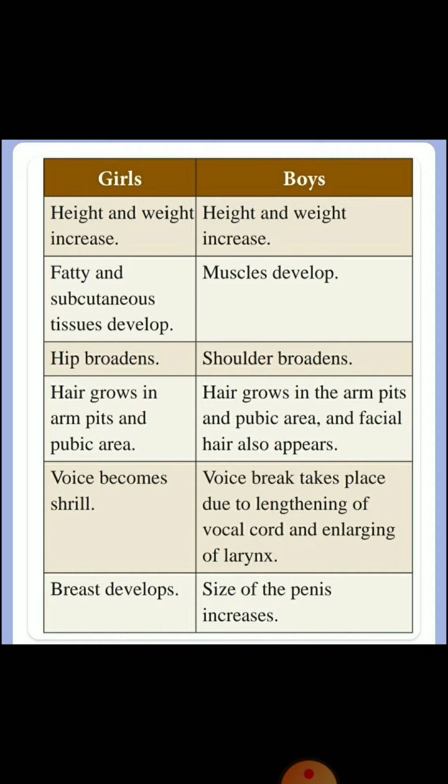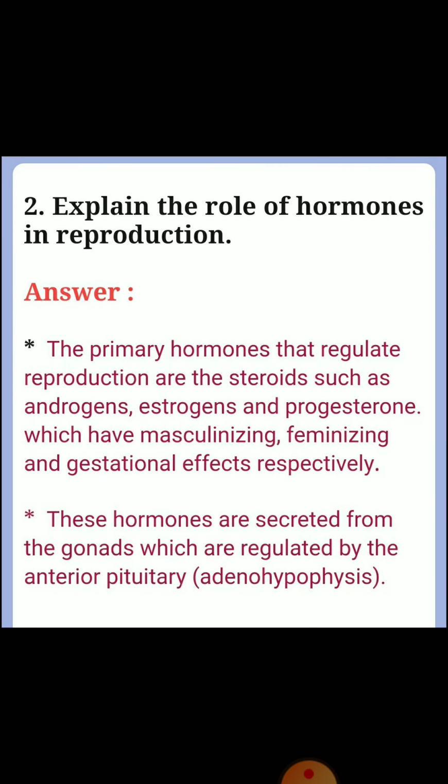Voice becomes shrill. Voice break takes place due to lengthening of vocal cord and enlarging of larynx. Breast develops, size of the penis increases. Next, second one, explain the role of hormones in reproduction.